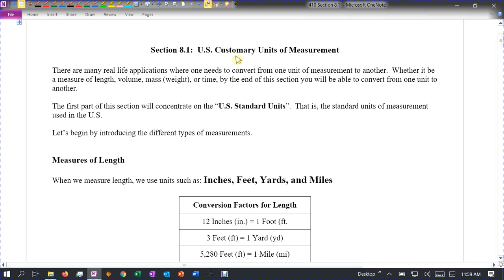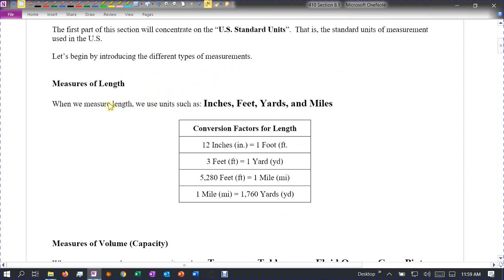So let's just talk first of all about the standard measurements of length. These are things that we're all familiar with: inches, feet, yards, miles. And here are what we call the conversion factors. I want to point out here that when you look at a conversion factor, it gives you a way of switching from one unit to the next. So that equation there says that there are 12 inches in 1 foot.